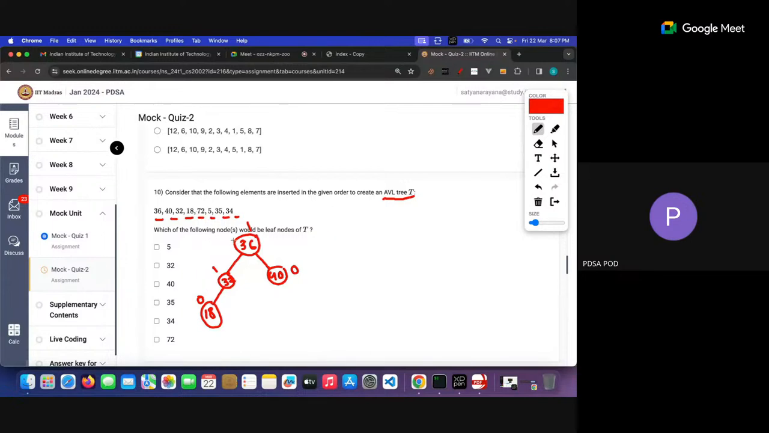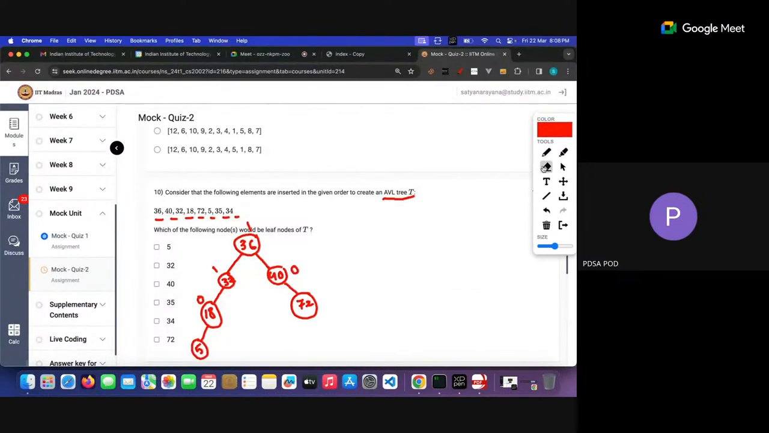Now 72 is added. It goes to the right of 36, right of 40. Is there any problem with the balancing factor? No issue. Now 5 came. It goes to the left, then left of 32, then left of 18, it goes with 5. Here, when I'm adding 5, let me see what happens. I'll update the balancing factor again for all of them. This, and this. So now let me do that.